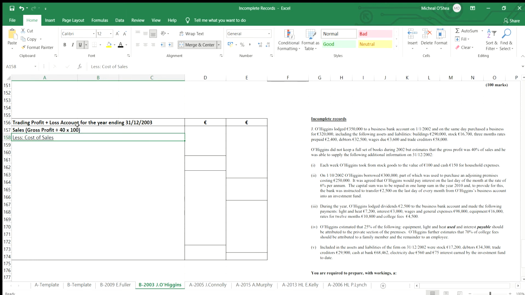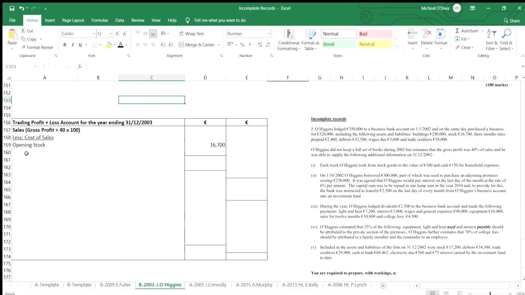So the next thing we have here is my less cost of sales heading. And as normal, we'd put in opening stock. Do I know my opening stock? I do. At the top of the question, my opening stock is 16,700. So let's put that in there. It's my opening stock. Then we're told we have purchases.